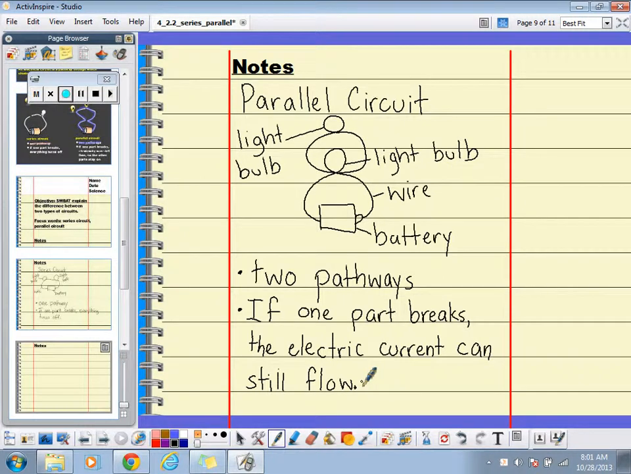And here we go. We have our parallel circuit with the 2 light bulbs. It kind of looks like an 8. We have 2 pathways, and if one part breaks, then the electric current can still flow. So the other light bulb will always be on.